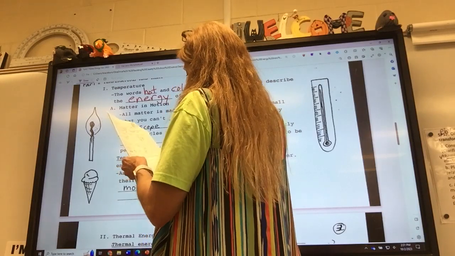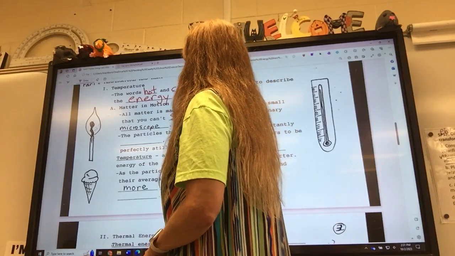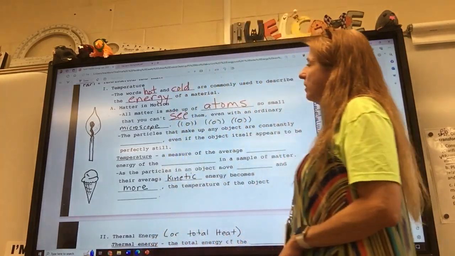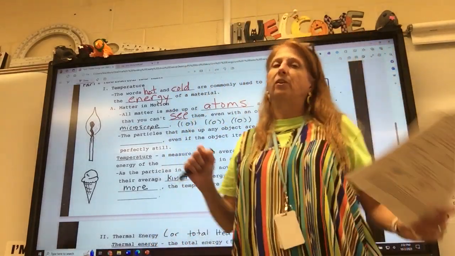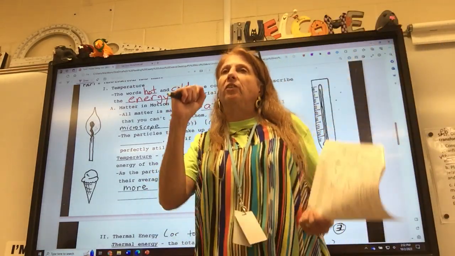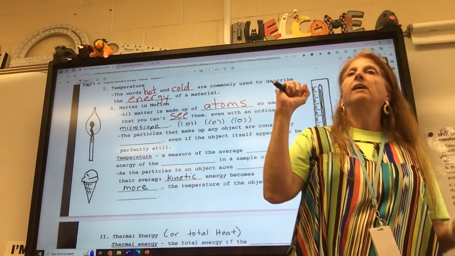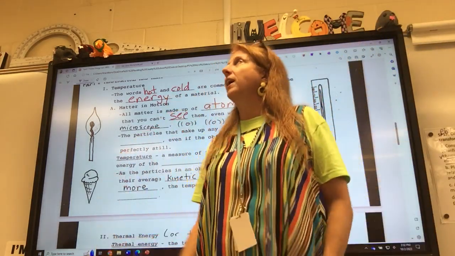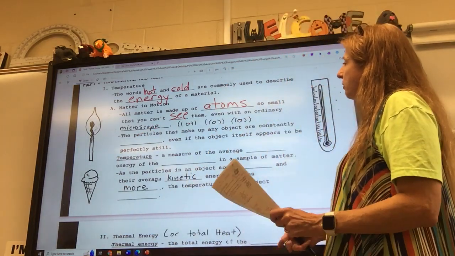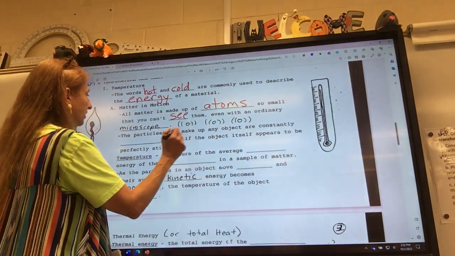Everything is made of atoms. We already know this. They're so small you can't see them, even with an ordinary microscope. So here are some atoms and they're vibrating. If they get hot, they vibrate faster. If they get cold, what's going to happen? They're going to go slower, yes. So the particles that make up an object are constantly moving.